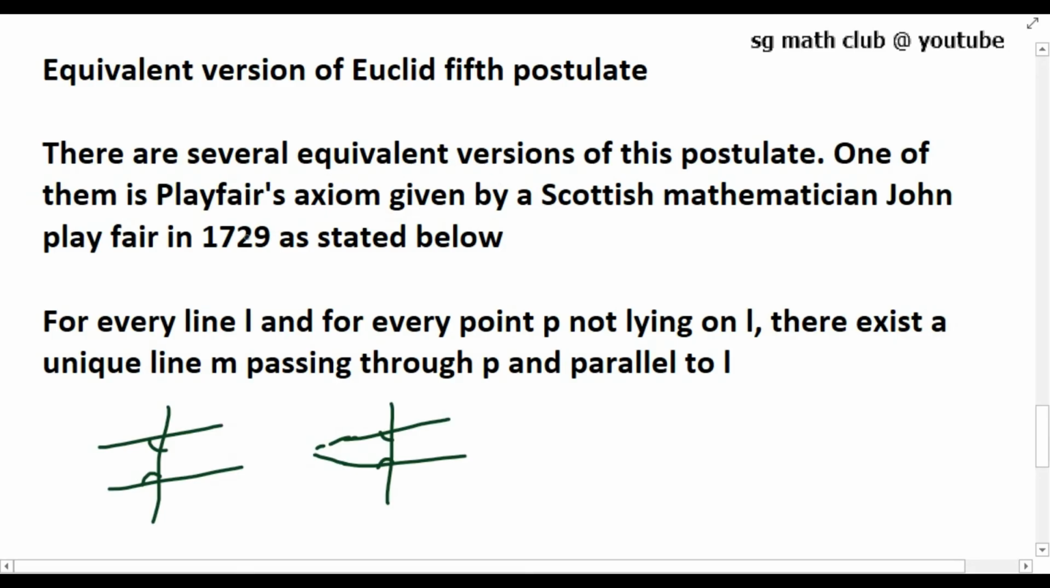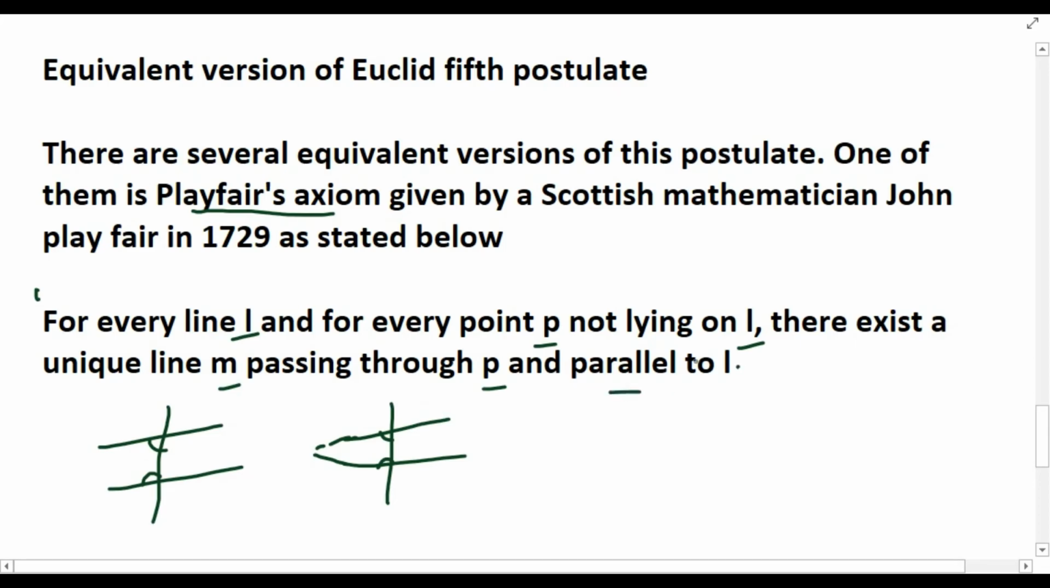One of them, a famous one, is Playfair's axiom. It was given by a Scottish mathematician, John Playfair, in 1729, and Playfair's axiom is stated like this: for every line L and for every point P which is not lying on the line L, there exists a unique line M passing through P and parallel to L.